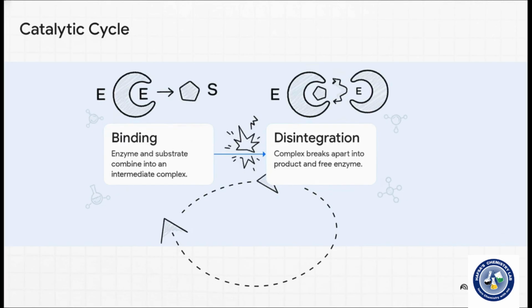Then, in step 2, this complex disintegrates. It spits out the brand new product, P. But here is the absolute most important takeaway. The enzyme, E, is released entirely unchanged. It's identical in quantity, identical in chemical properties, and completely ready to grab a new substrate and do the whole shebang all over again.